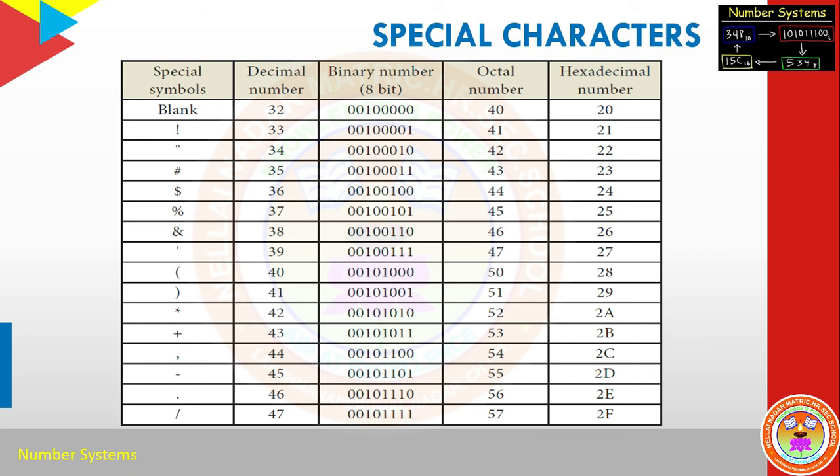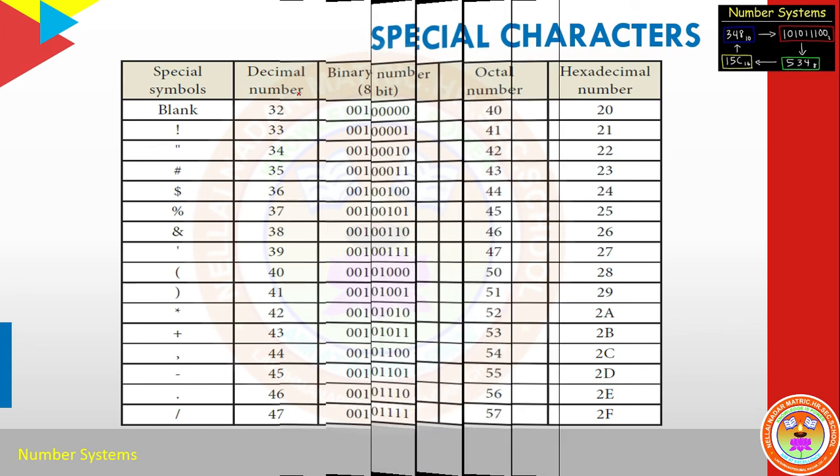And these are the special characters. We have some ASCII codes. You just see that these are the special symbols: blank, exclamation, double quotes. So what are the decimal numbers for these? Once you see this, you can easily understand. Understood? So these are the different types of coding options and also the numerical values for the given characters.